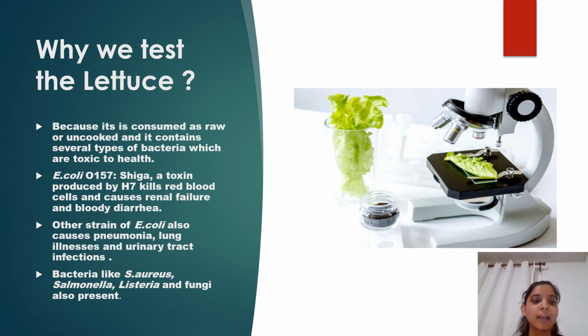In the next slide, I am going to talk about why we use lettuce, as it is consumed raw or uncooked and it contains several types of bacteria which are toxic to health. E. coli O157:H7 produces Shiga toxin, which kills red blood cells and causes renal failure and bloody diarrhea. Also, other strains of E. coli cause several diseases such as pneumonia, lung illness, and urinary tract infection. And there are also Aspergillus, Salmonella, Listeria, and fungi, which are also toxic to human health.